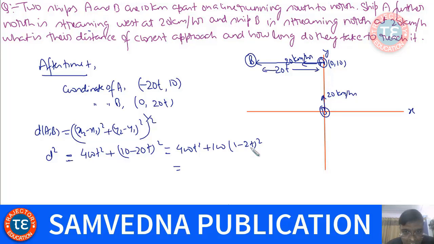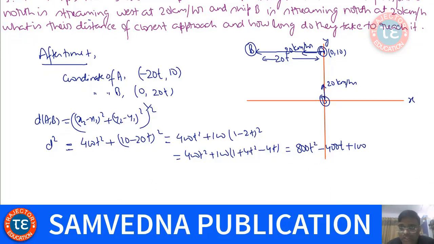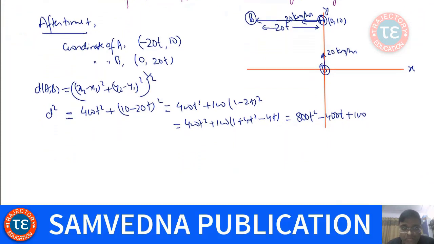And this is going to give me 400t square plus 100 times 1 plus 4t square minus 4t. This is 400t square, and 400 becomes 800t square. So 800t square minus 400t plus 100, and I want the time at which this is minimum.